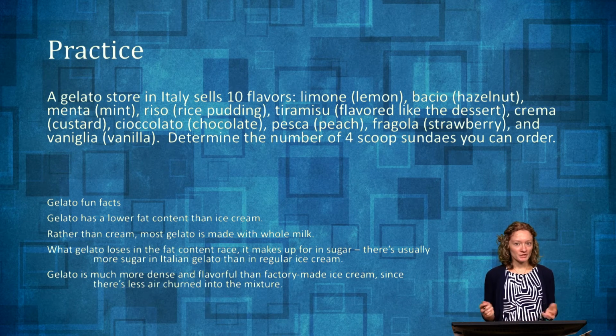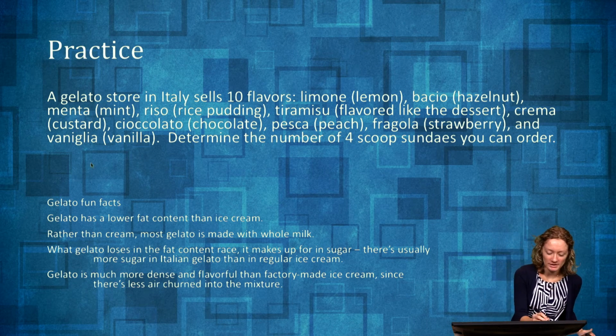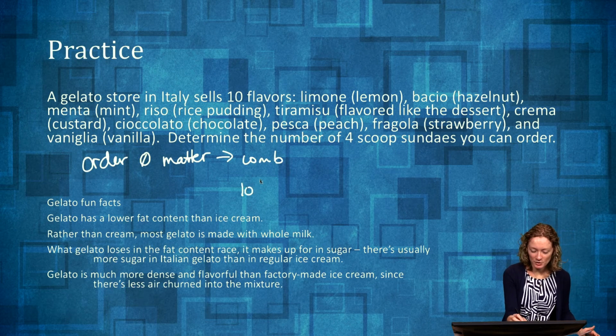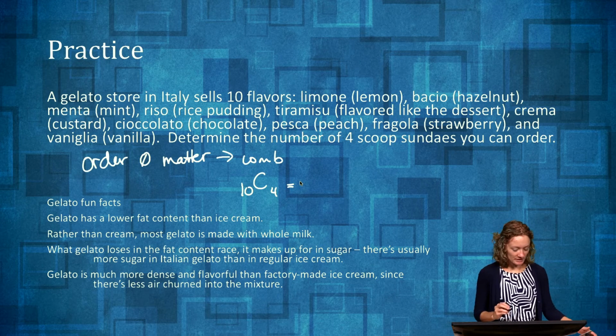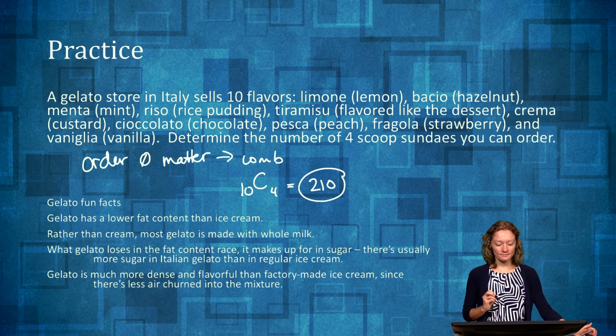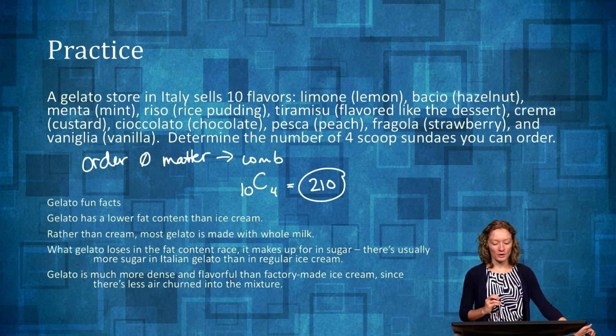While it might be important to you the order that they're listed or that they're sitting in your sundae, you're just getting the 4 scoops of ice cream. So the order does not matter. Which means combination. So you have 10 choices and you are picking 4. 10 choose 4, you can do in the calculator, and we get 210. So 210 different ways you could choose 4 different scoops of gelato for your sundae.